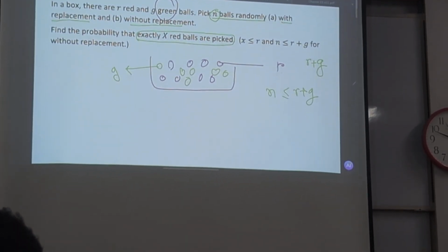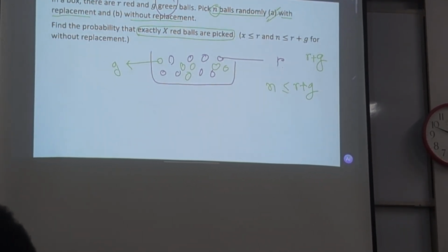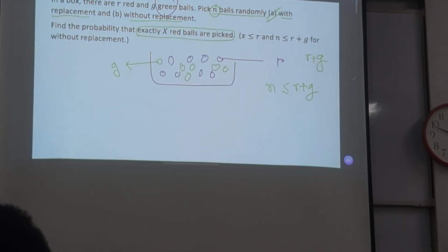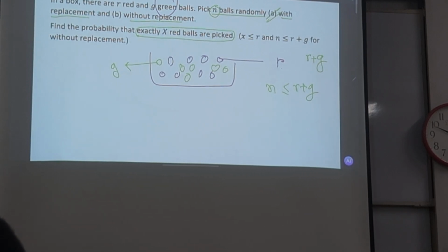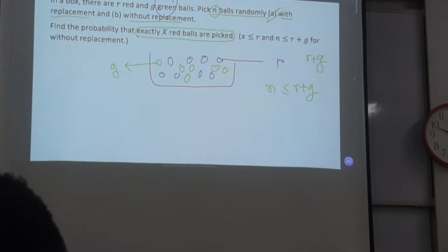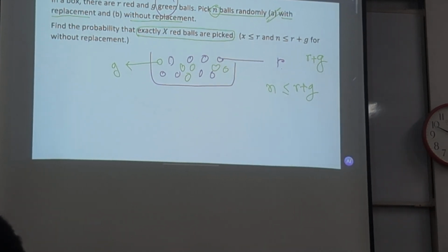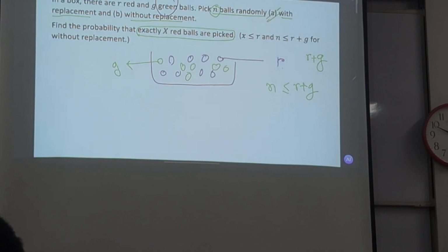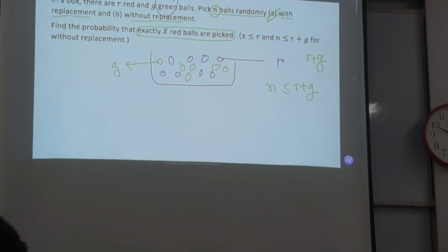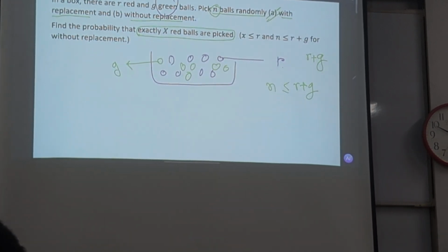Now, in case A, what is the probability that exactly X red balls are picked? Is X a random variable or a constant? We pick the balls N times. X represents the number of red balls. So how many red balls do you pick? Is it variable or fixed? It's variable. You may not pick a red ball at all. Say there are 1 million green balls and 2 red balls. If you pick 10 balls, the probability of picking a red one is very low.